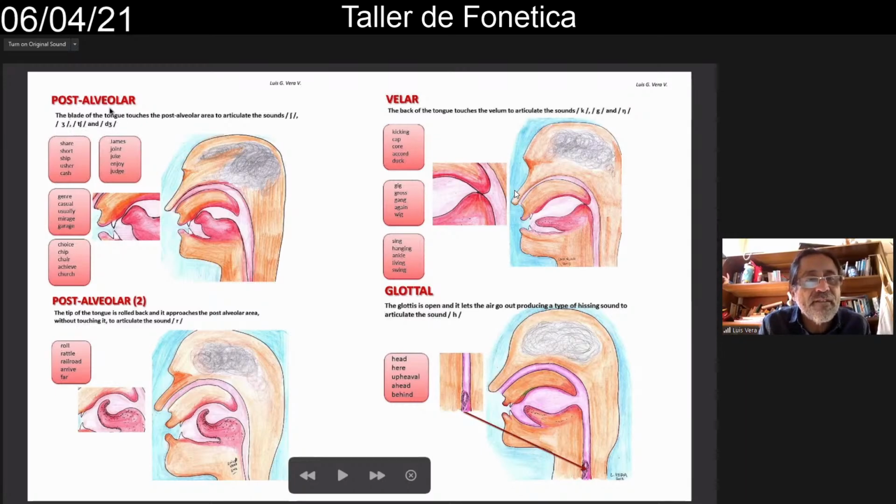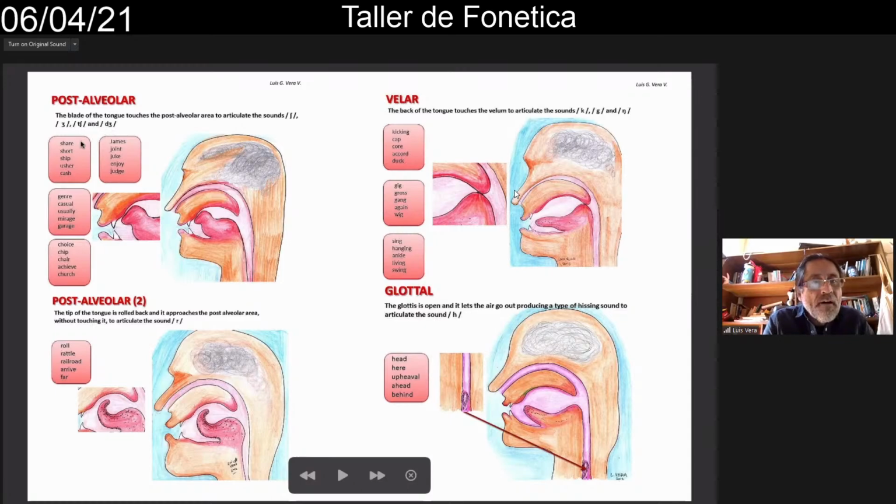We have these ones when we say, for example, lluvia, or when we say chancho, ¿ya? Pero no tenemos el chancho. Esta no la tenemos, ni el chancho tampoco. ¿Ya? Así que practiquémosla. The blade of the tongue touches the post-alveolar area to articulate the sounds sh, j, ch, and j.